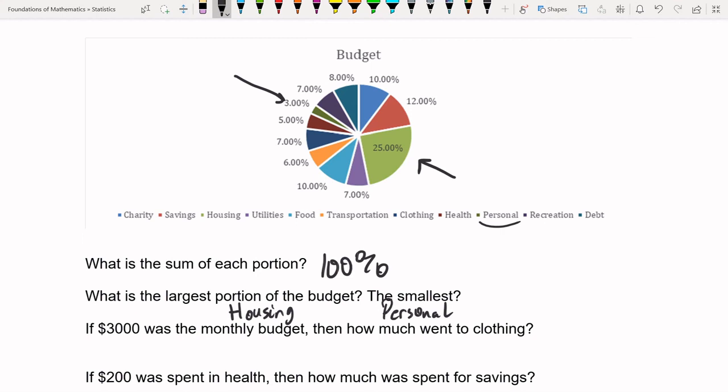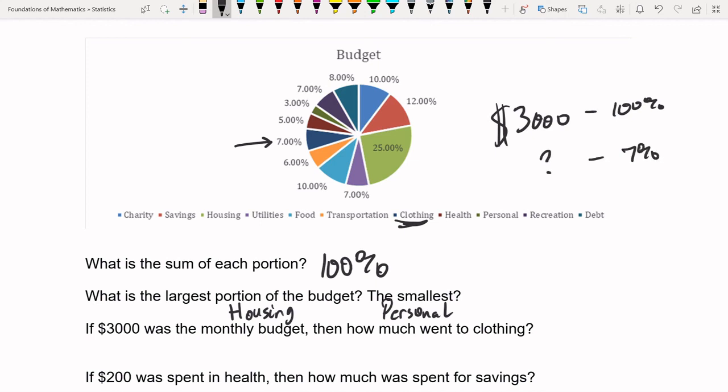Okay. Now, if $3,000 was the monthly budget, and the 3,000 is being broken up into all of these percentages here, then how much went into clothing? So if $3,000 was the whole budget, is 100%, then clothing, which is this dark blue, is this 7 here. So we have 7%.